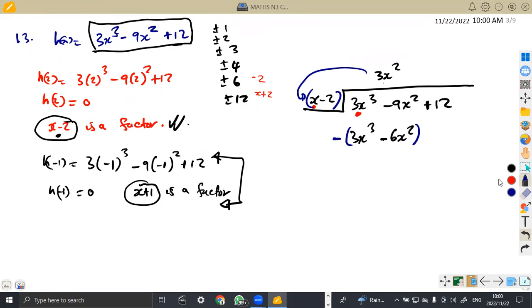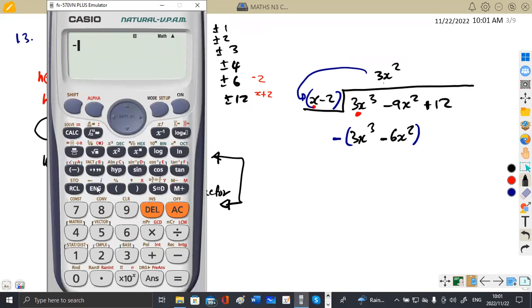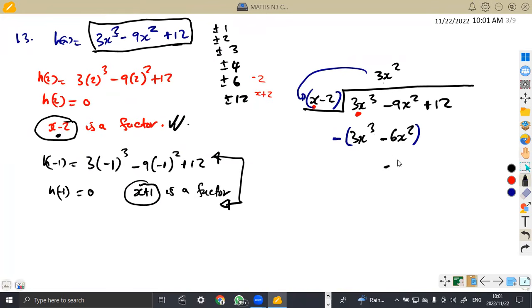Okay, so we're going to subtract. Subtracting here, 3x cubed, that's a 0. Minus 9, minus 6. You can even use your calculator, guys, if you are not sure about it. Minus 9, minus 6, like that, you can get an answer, which is minus 3. So we're going to have minus 3x squared. Then we drop down the 12, which is remaining. So it's just a plus 12, that one.